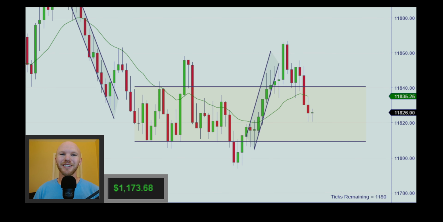It's really choppy. I don't want to test my luck. If we were in a nice trend day, I would try to look for some more opportunities, but I'm going to take my money and run.